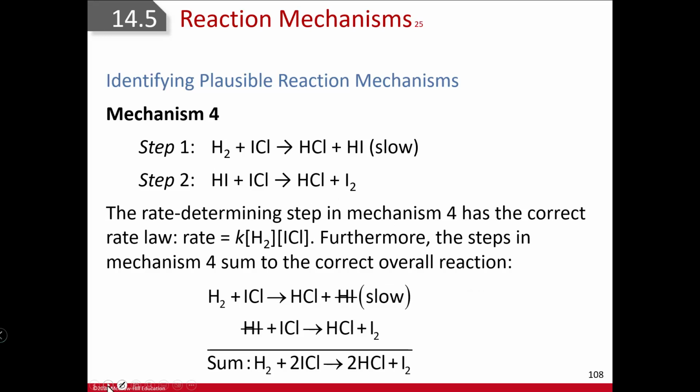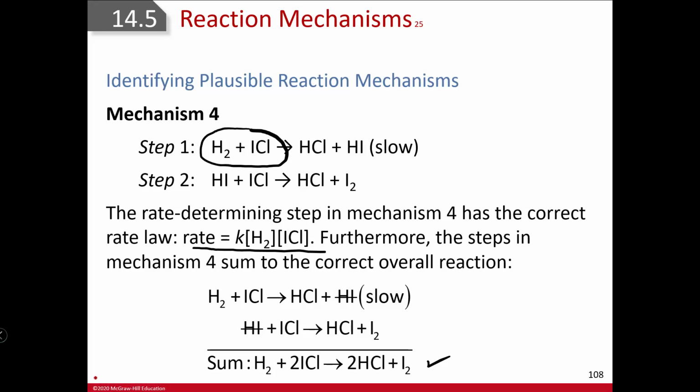So let's look at 4. All right, so the hydrogen slams into the iodine chloride, forms hydrogen chloride and hydrogen iodide, and then the hydrogen iodide slams into the iodine chloride, we form hydrogen chloride and iodine, diatomic iodine. All right, so this is the slow step. Yeah, that looks like the rate law. That rate law is correct. So that's criterion 2. The other one is, when we add these two together, do we get the overall reaction? Yeah, that's the overall reaction that we saw before.